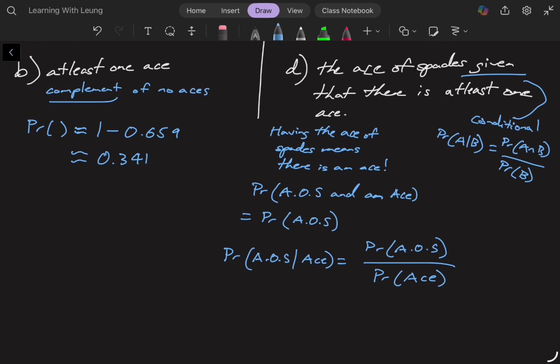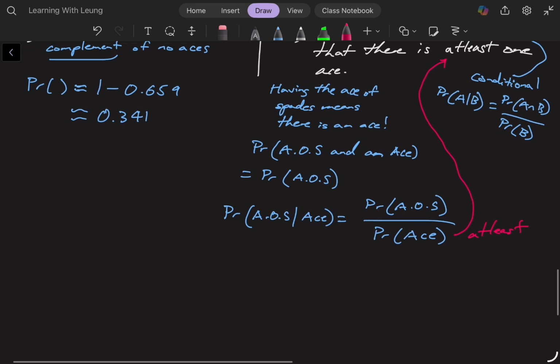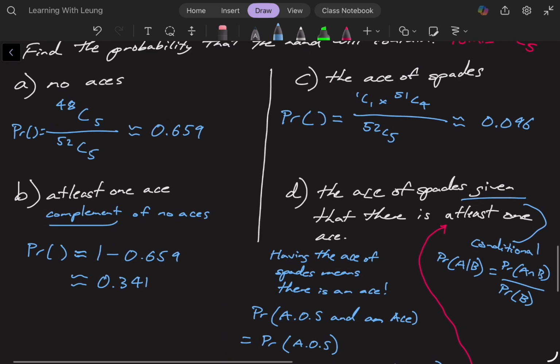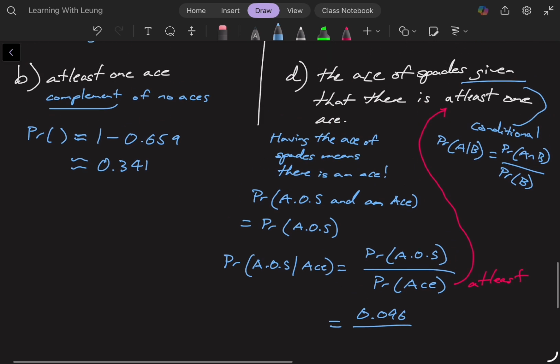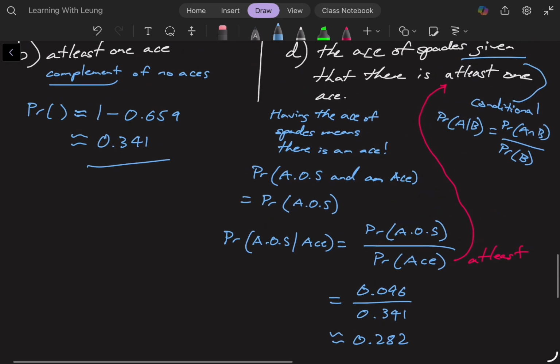And we've worked this out before. Now, we should say a note. The question has told us that it's at least one ace. Okay? Which is important because it's not saying it's a singular ace. And we've worked out both of these probabilities. The probability of getting the ace of spades is up here. So we go 0.096 divided by the probability of getting an ace, which is over here, 0.341. So it's approximately equal to 0.282.